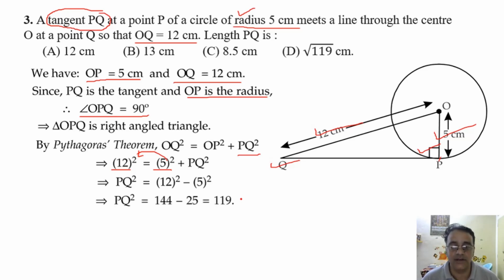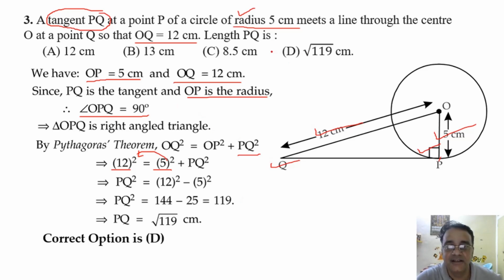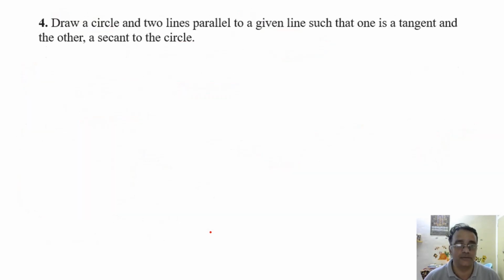119. Right, 119. So what is the value of PQ? Root 119. Which is the correct option? D. Right, correct option is D. Okay. एग्जाम में अगर मल्टीपल चॉइस क्वेश्चंस आता है तो पूरा स्टेप्स के साथ में सॉल्व नहीं करना है. Only you have to do the rough work and you have to write the correct option. Okay. Now we'll move towards question number 4.